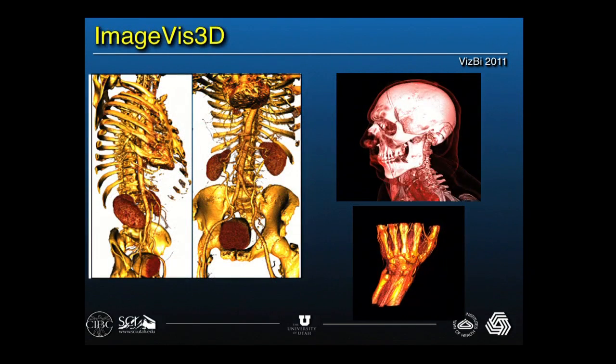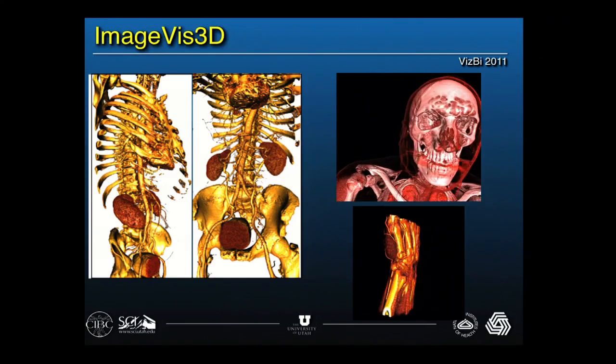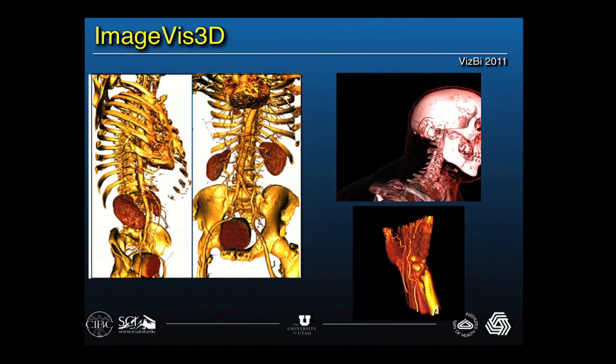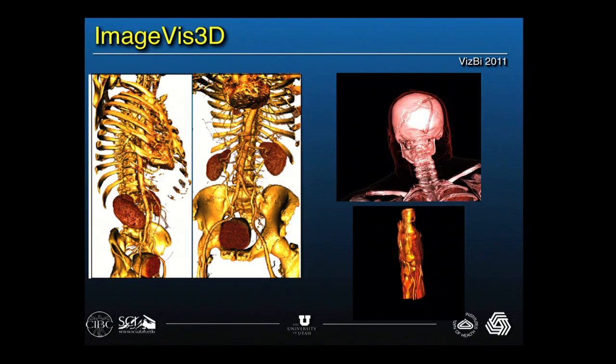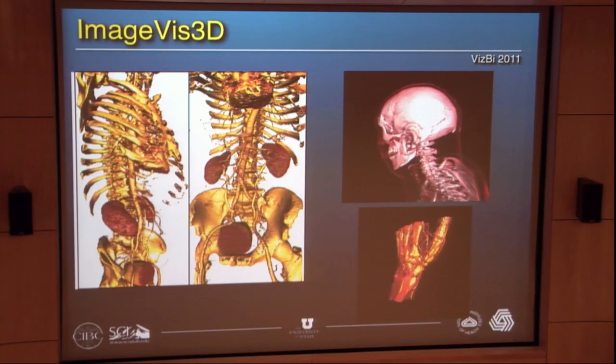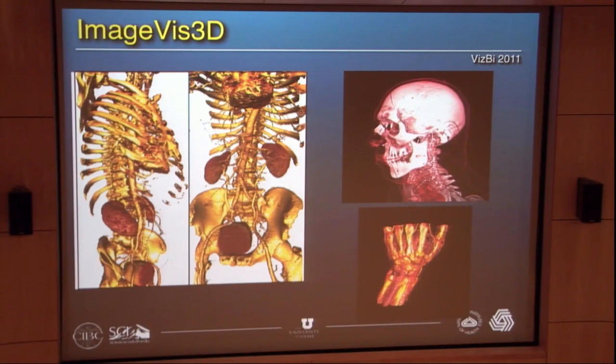And so we can produce images like this that show very high resolution pictures here of rat anatomy, it turns out, and then these human images here of the hand and the head. And I'll show you other examples of ImageViz 3D as we go along.